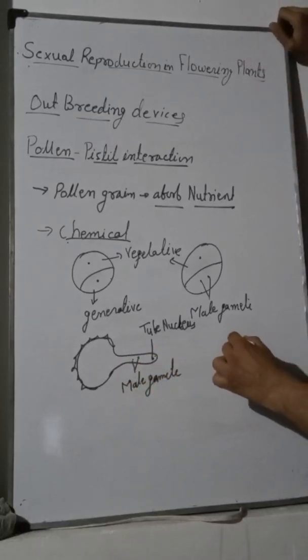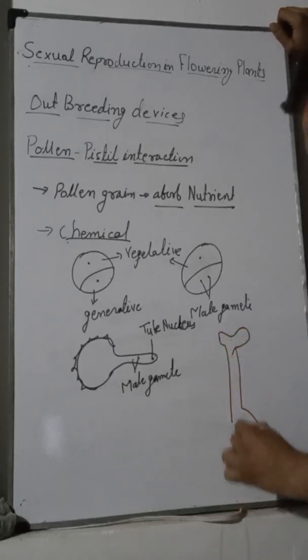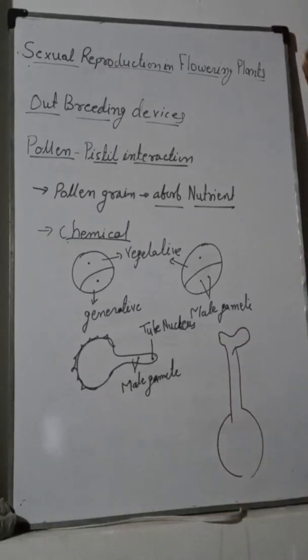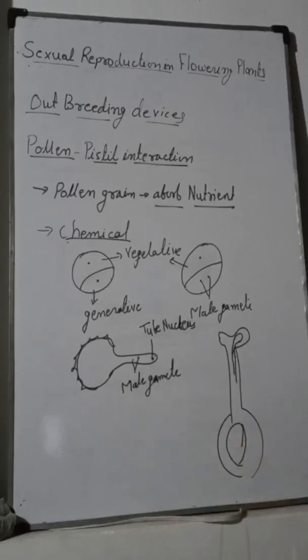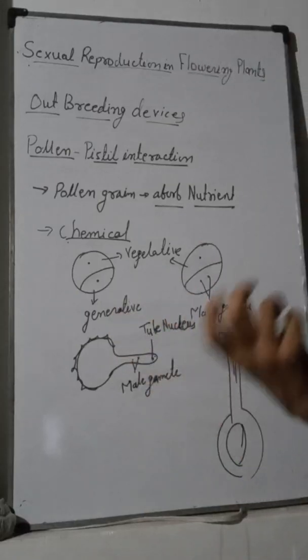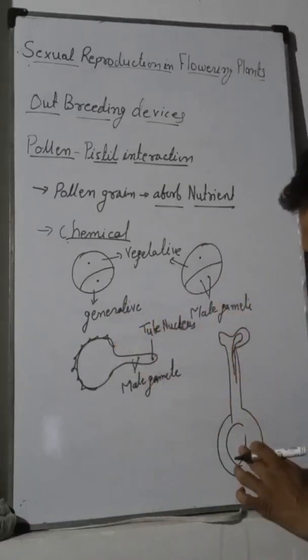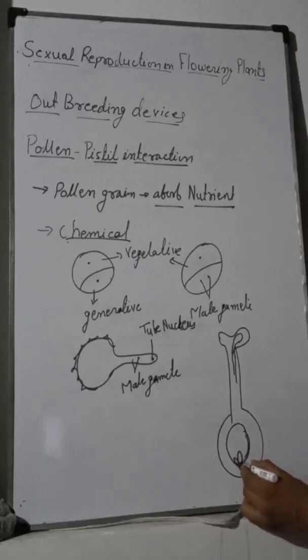So this is the stigma, style, and ovary. If the right pollen grain is transferred, it germinates to form a pollen tube towards the ovule. This is the ovule, and the tube reaches the micropylar end of the ovule. Here one is the egg cell and two synergid cells are there.